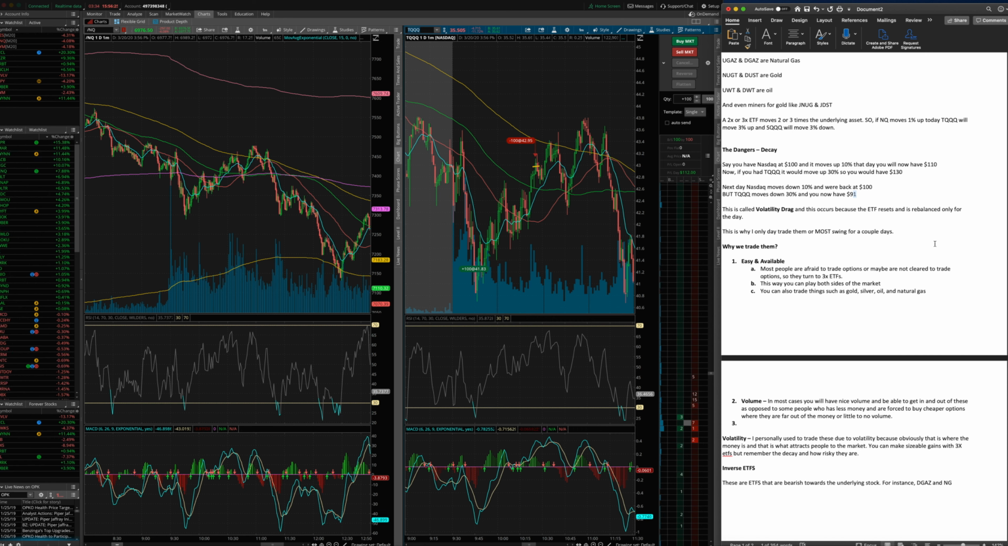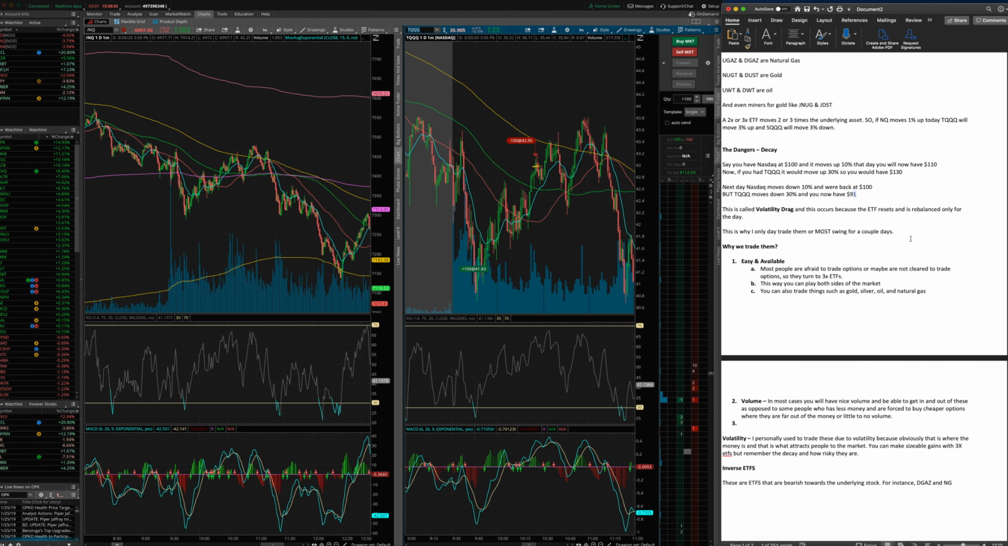The other reason that people will trade triple leveraged ETFs is because almost every ETF that is triple and double leveraged will have an inverse. So you could play both sides of the market. Say you don't know how to trade puts, but you think that the Nasdaq is going to go down. You could trade, whether it's a quick swing or a day trade, SQQQ. Let's say you think that oil is going to go down today.